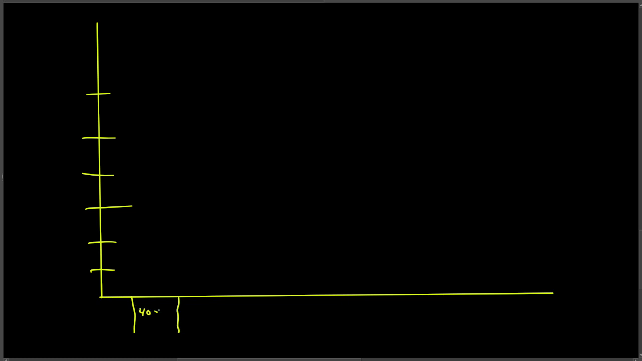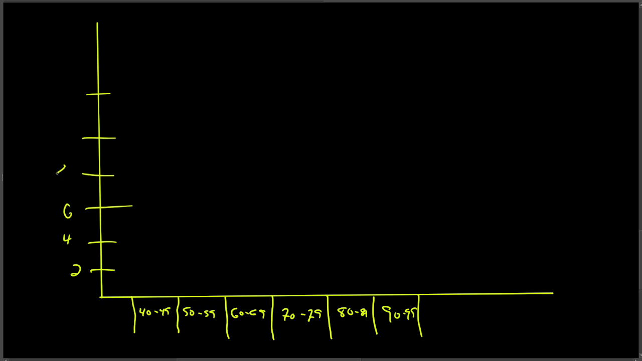So we'll do 40 through 49, 50 through 59, 60 through 69, 70 through 79, 80 through 89, and 90 through 99. And so, let me see, we're counting by twos. And so this is the number of students, and this is their test score.